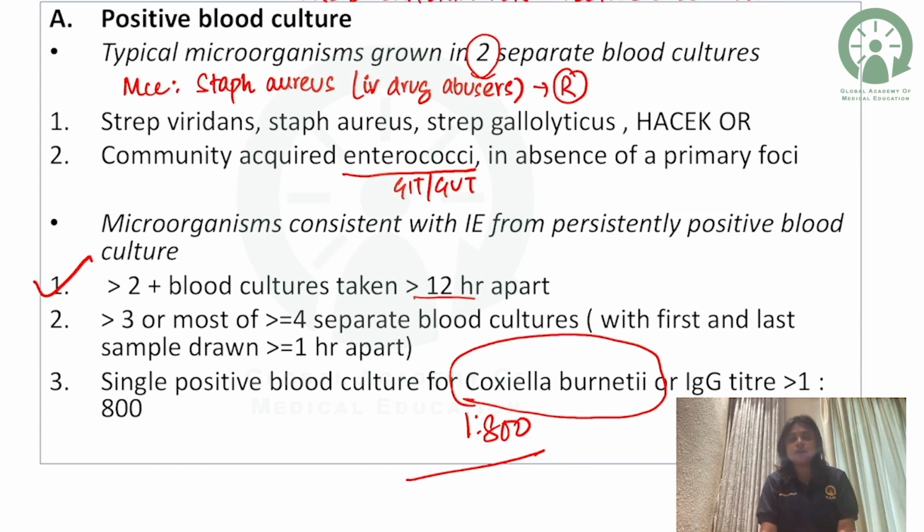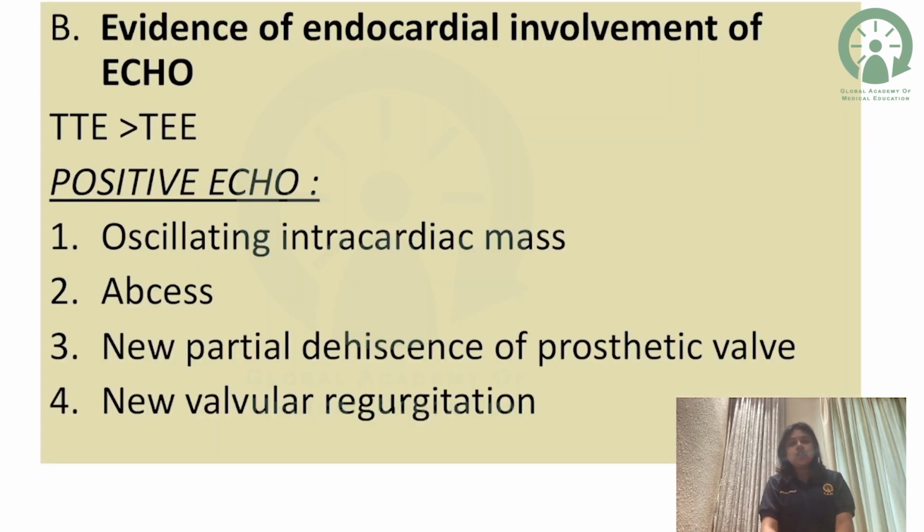The answer is Coxiella burnetii. And what should be the titer level? That is the IgG titer of more than 1 is to 800. Okay. Now coming to the echocardiographic evidence.